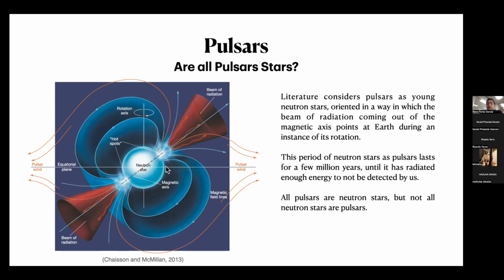Also, another interesting thing is that as this neutron star rotates and rotates, it radiates energy away. Due to electromagnetic torques, the intensity of the radiation goes reducing, as well as the period of rotation. It usually takes a few million years until enough energy has been radiated away for us not to detect it, which is a pretty long time. And so our understanding of pulsars is the following.